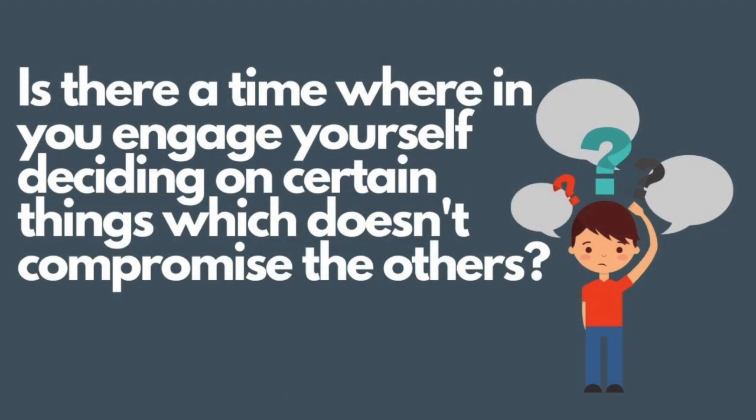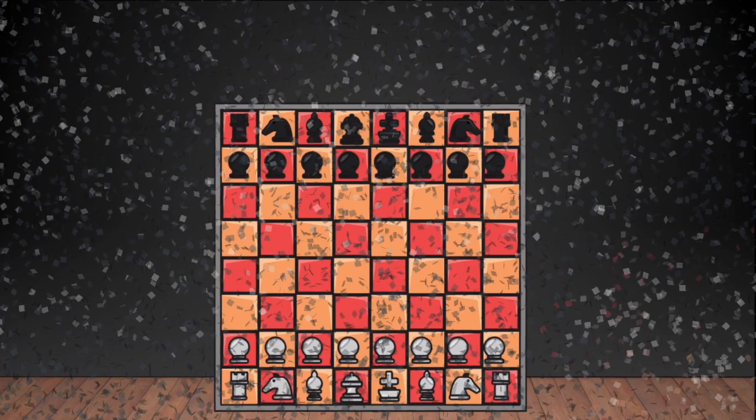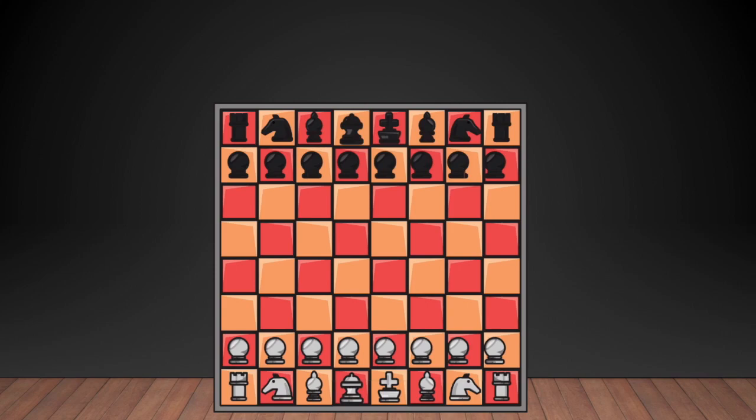Is there a time wherein you engaged yourself in deciding on certain things which doesn't compromise the others? If so, can you write how it goes? And what is the result of your decisions? You can pause this. Think it could be based on being a student, or being a daughter or a son. A situation wherein you need to decide, or you need to comprehend it properly. You need to think wisely before jumping into a conclusion. In the game chess, it is just like what we are into, a real-life situation.